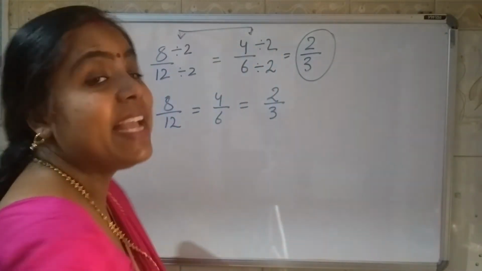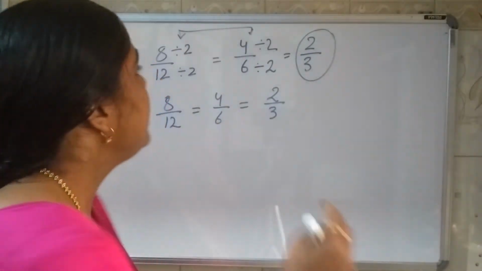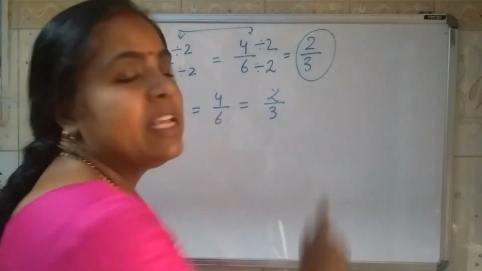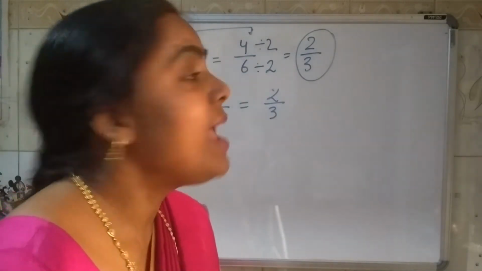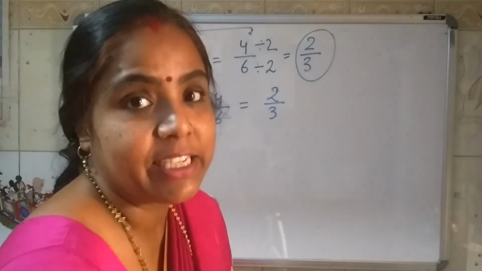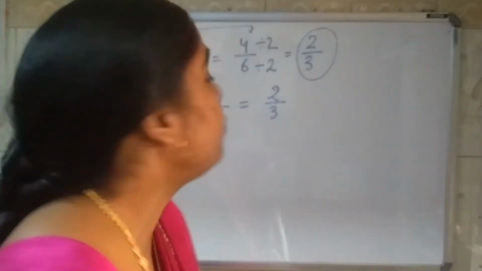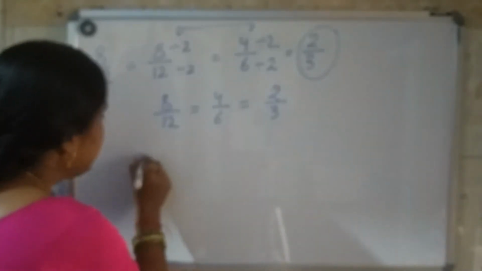But in case of lowest term, if the exam question says find the lowest term, and you do it like this, you will not get the marks. Why? Because you have solved this question as an equivalent fraction. You have not solved it as a lowest term. So what do you have to do?